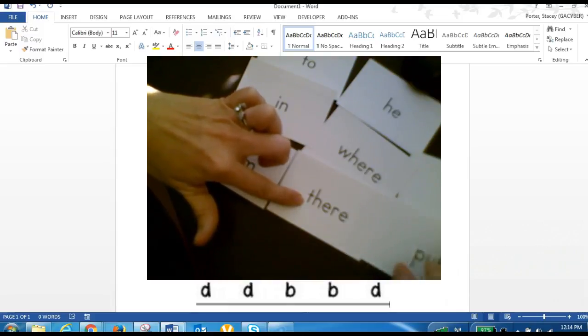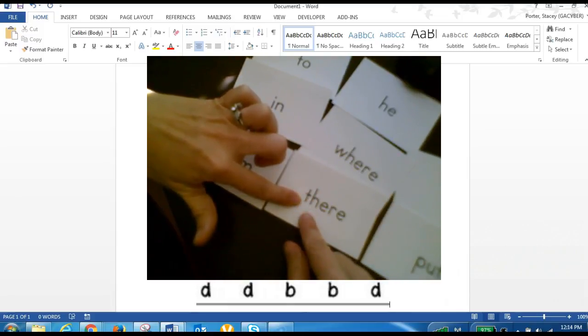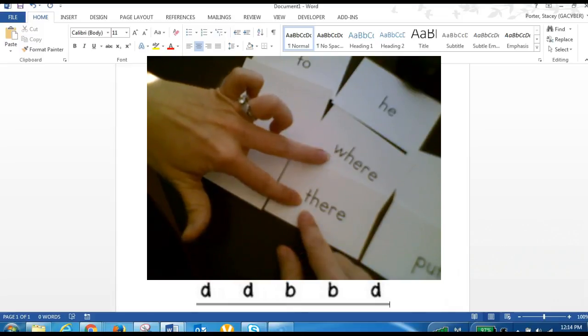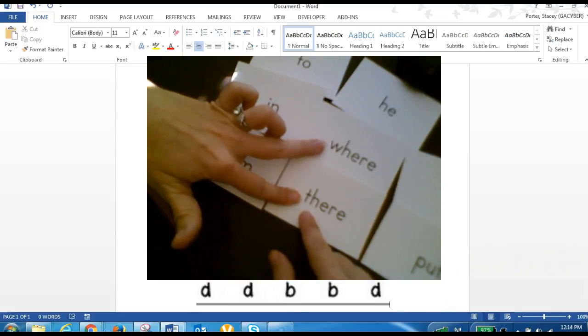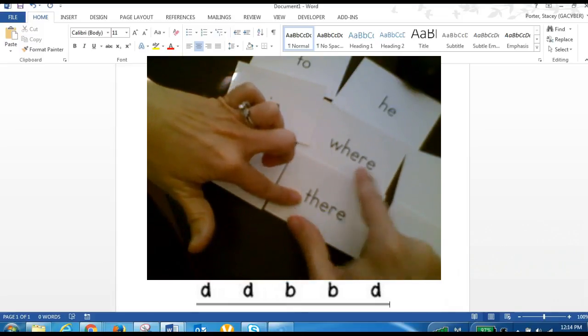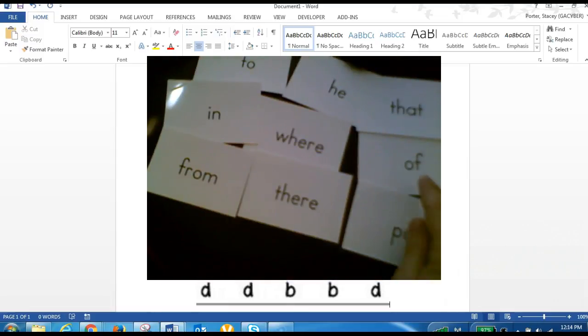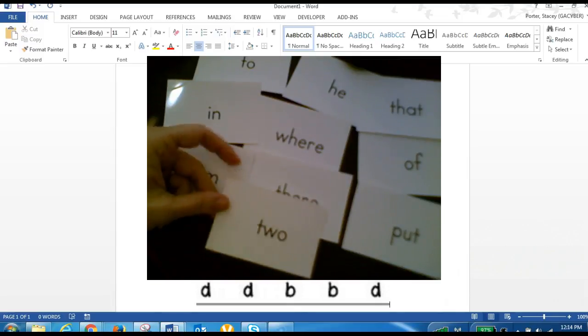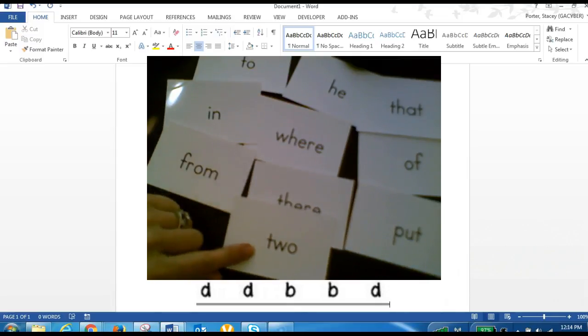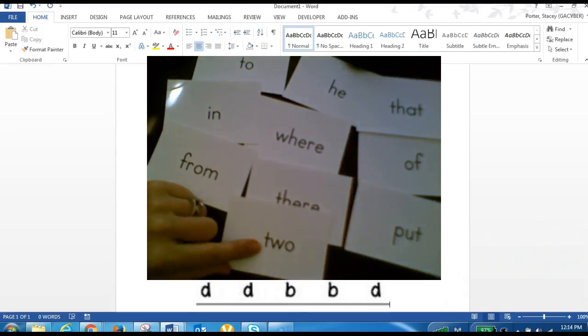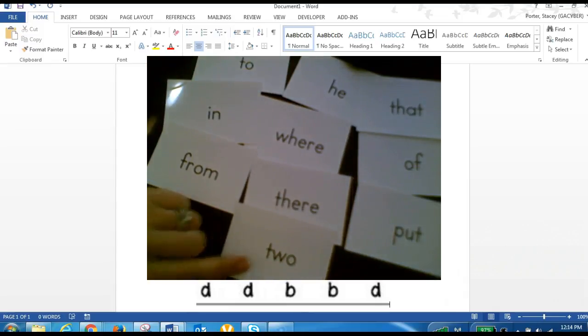The only letter that changed is the first one, and it sounds similar, doesn't it? Where and there. Hey, it rhymes because they end the same. That, of, put, and the one I dropped is another to, but that's a different to than this to. This is the number 2. So these are great words for us to do.